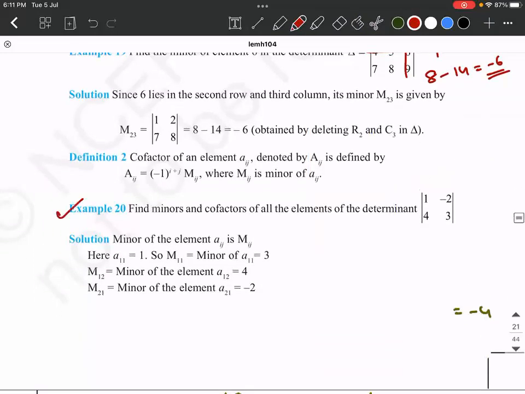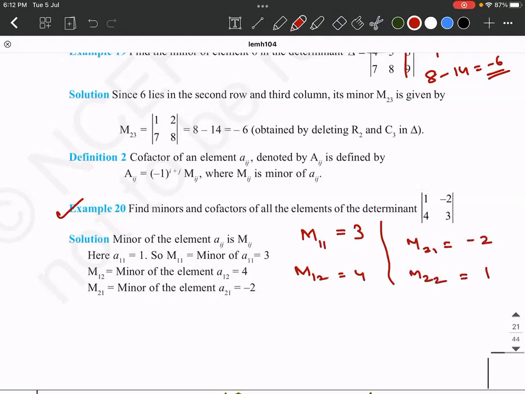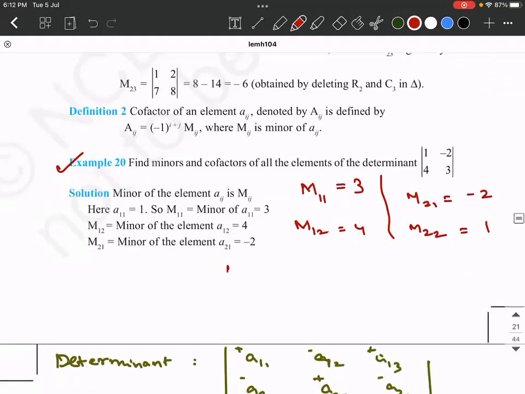So do example 20. Find the minors and cofactors of all the elements of the determinant. It's a 2 cross 2 matrix. So minor of the first row and the first column element is correct. I think this problem we did, no? But in parallel, we'll do it again. M12, first row, second column, 4, correct. M21, M22, 1. Then what about the cofactors?